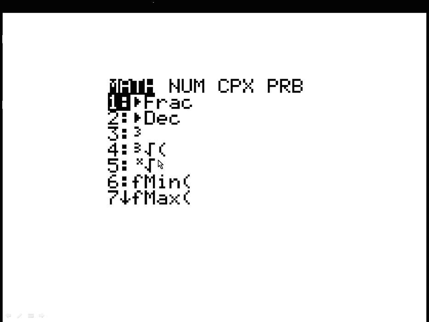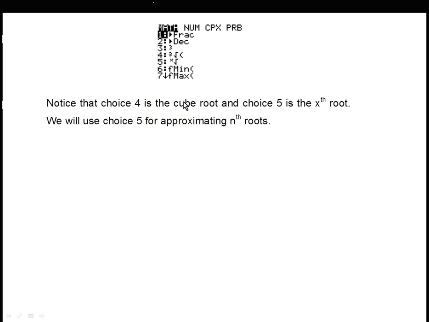Okay, and notice it doesn't open a parenthesis. I believe it's the only function on the calculator that doesn't open a parenthesis. You can open one if you want, but you'll have to remember to close it when you're done. So notice that choice 4 is the cube root and choice 5 is the xth root. So we'll use choice 5 for approximating nth roots.